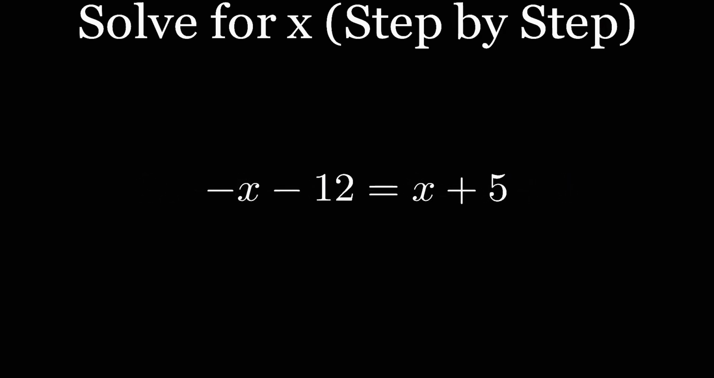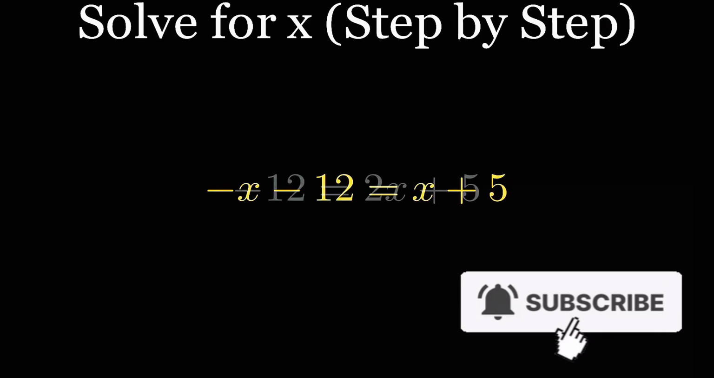Now we combine like terms on the left side. 2x minus 3x becomes minus x, and minus 6 minus 6 becomes minus 12. So we get minus x minus 12 equals x plus 5.